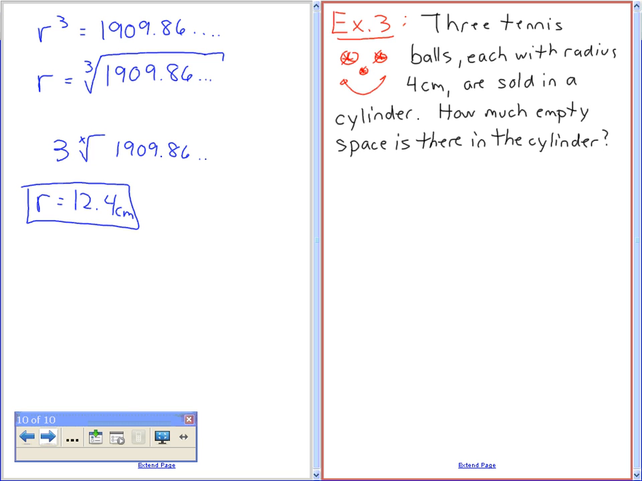Okay, let's go for the volume of the cylinder. Is the radius of the cylinder the same radius? Yeah, that's right. The question was a good question: is the radius of the cylinder the same as the radius of the ball? We're going to say yes. It's going to be a little bit bigger in real life, or else the ball wouldn't actually fit in. But we'll assume in this it's going to be exactly the same.